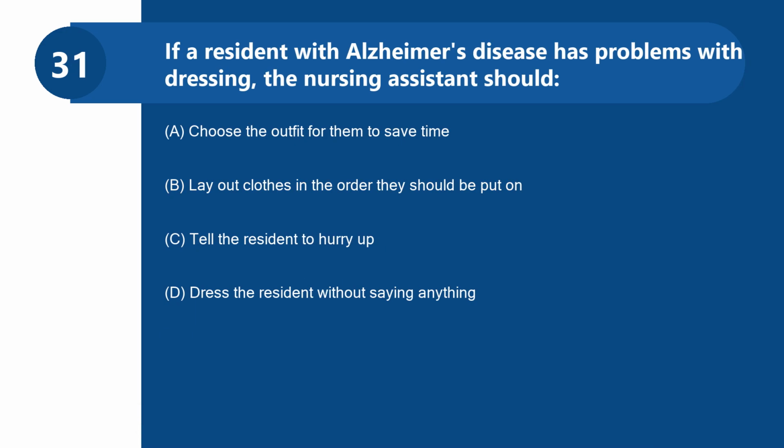Question 31. If a resident with Alzheimer's disease has problems with dressing, the nursing assistant should, option A, choose the outfit for them to save time. Option B, lay out clothes in the order they should be put on. Option C, tell the resident to hurry up. Option D, dress the resident without saying anything. The correct answer is option B, lay out clothes in the order they should be put on.